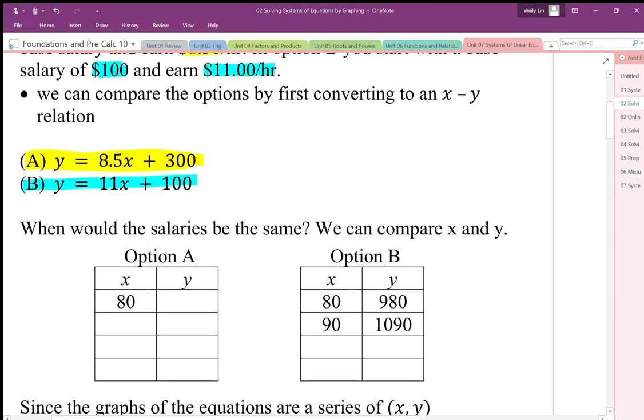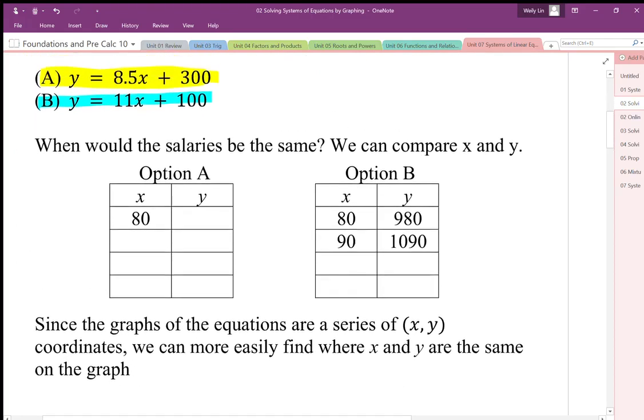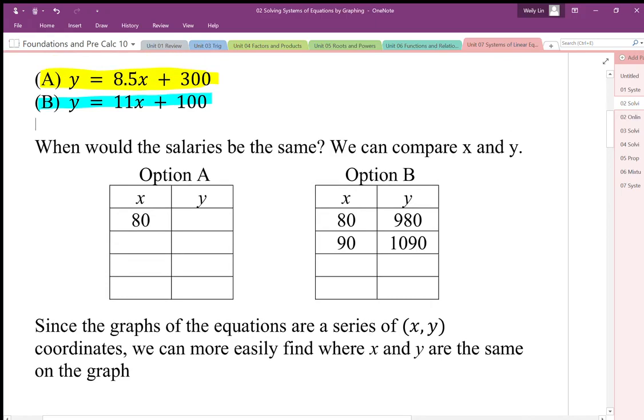We can just calculate this and plug in a table of values and see when the options are the same, or when one is getting paid more than the other. If I look at option A, I'm going to multiply 80 hours by 8.5. What's that going to be? 80 hours times 8.5 gives me $680 plus the original $300. So I'm going to earn $980.